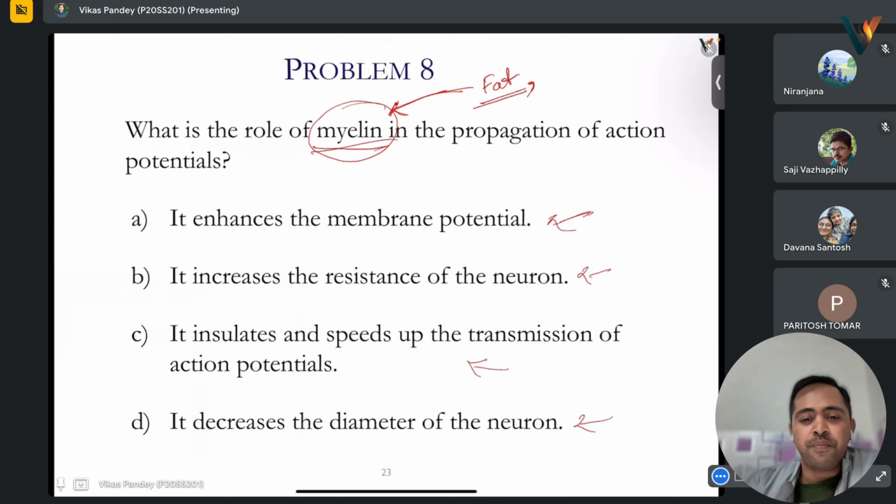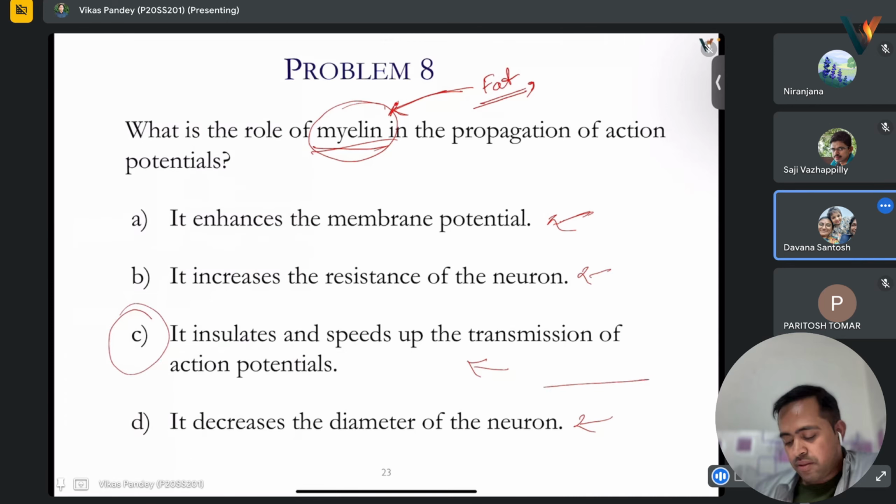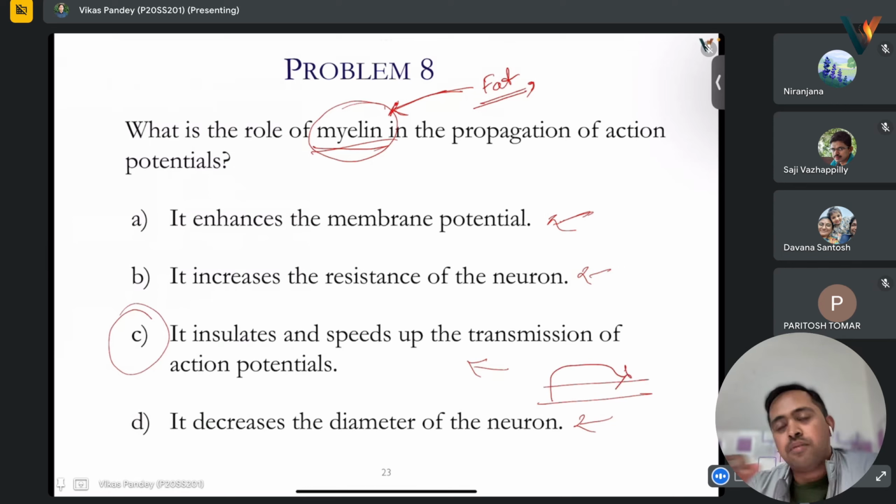C, sir. It insulates and speeds up. Yes, insulates so that the action potentials will jump instead of going in a straight, slow, linear fashion. They tend to jump, right? And if we talk in terms of electronics or electrical, they act as a low resistance part where they tend to transfer the signal from here to there. Fine.